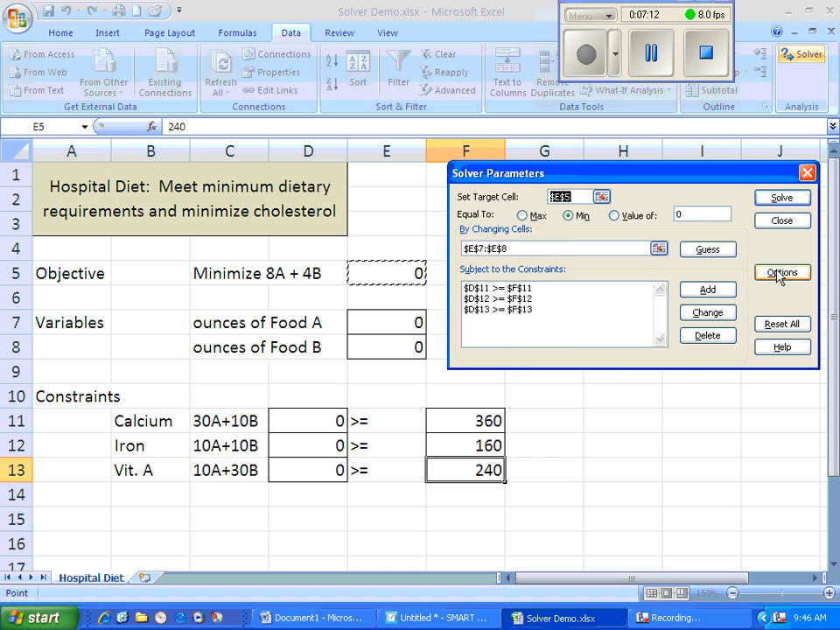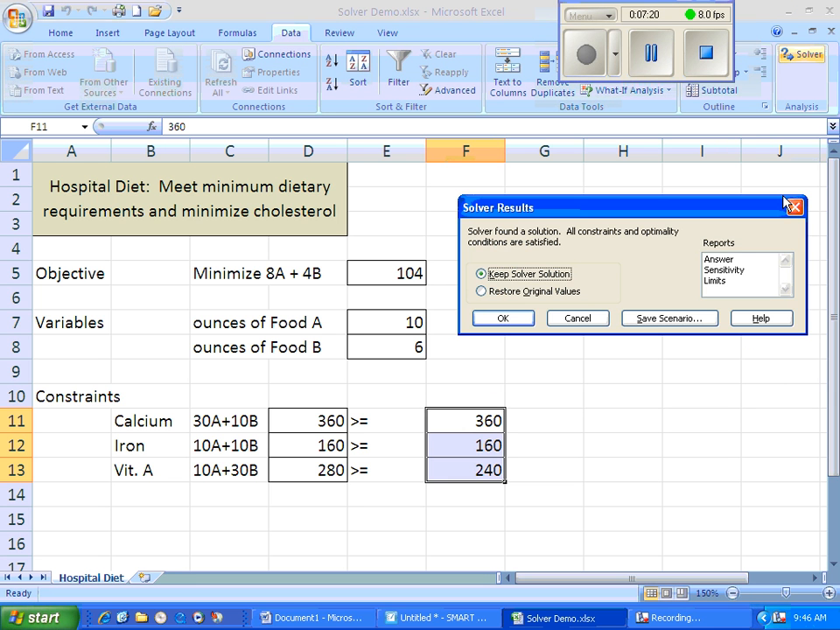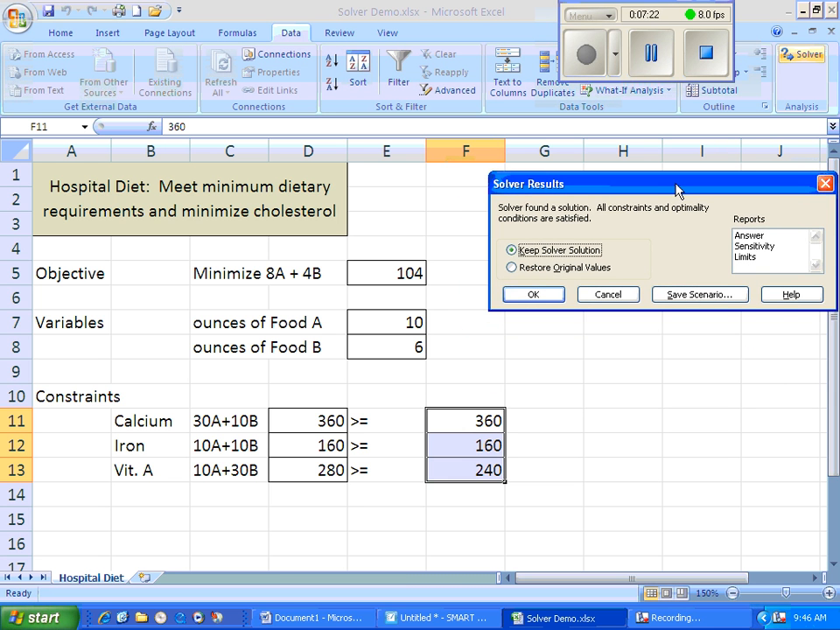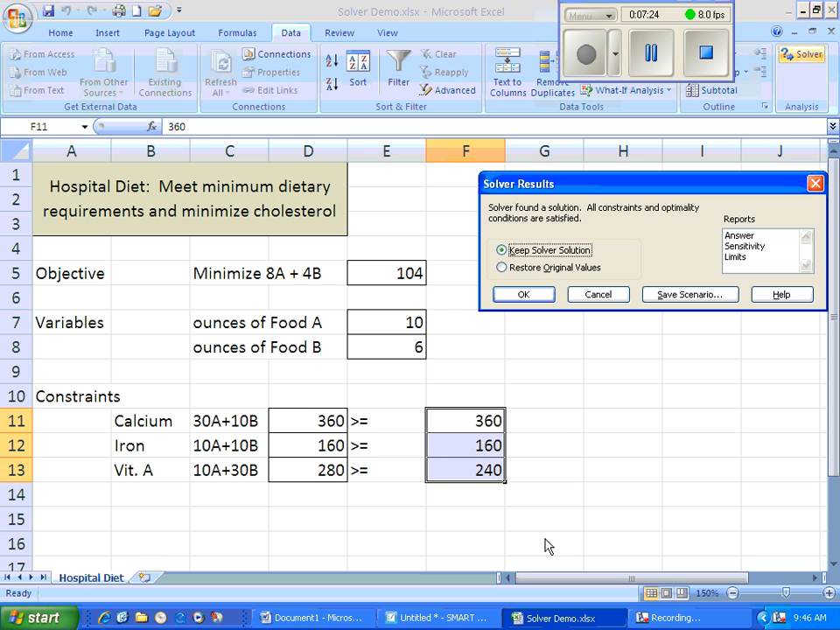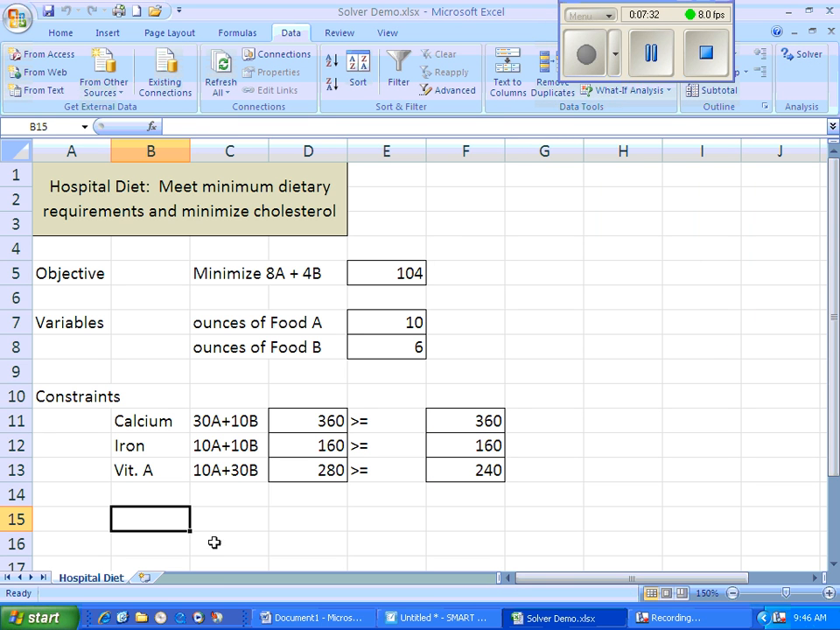And then one thing to watch out for here under Options, be sure to click on Assume Linear and Assume Non-Negative. Okay, and then we can press Solve, and it solves our equation. Now be sure when you finish a problem that you actually write down the solution. Whoops, close. There we go.